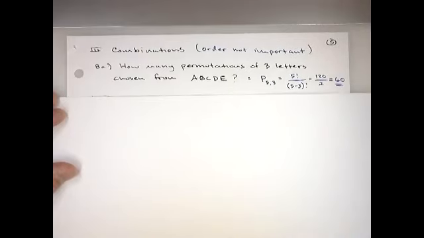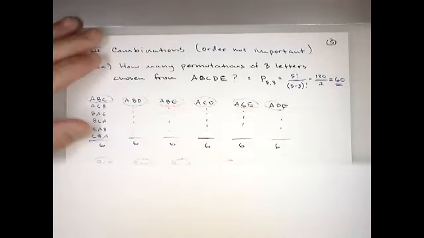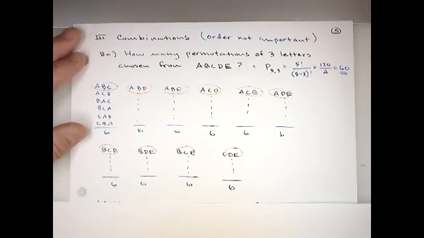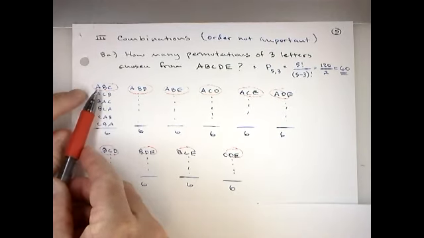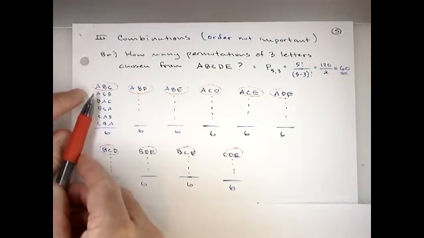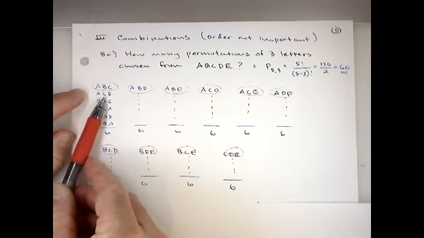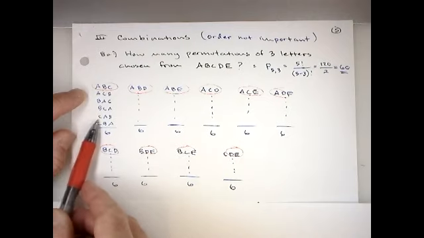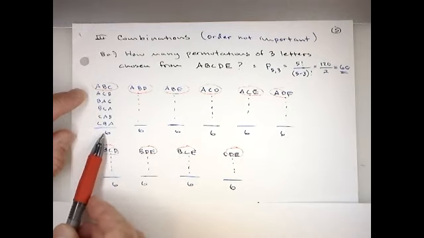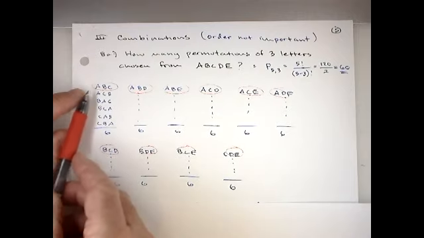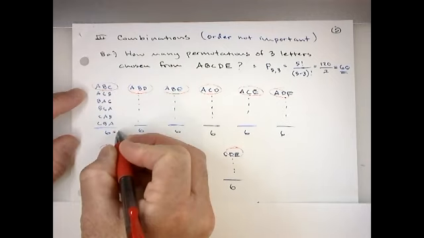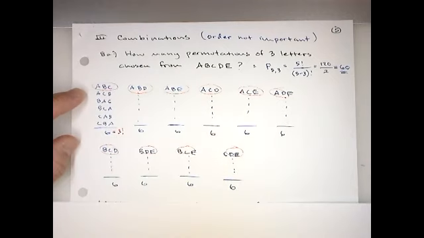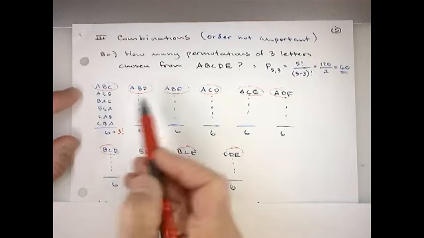Now, if you started to list all of those 60, think about what your list would look like here. For example, I could choose ABC as my 3 letters, and then all of the permutations of ABC: ABC, ACB, BAC, BCA, CAB, CBA. There would be 6 permutations of those 3 letters. And we know that, right? Because the number of arrangements of 3 objects is 3 factorial. So there would be 6 arrangements.